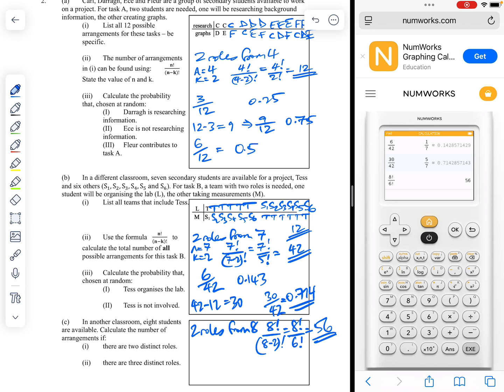What about 3 distinct roles? So we've got 3 roles from our 8. 8 factorial over 8 minus 3, so that's 8 factorial over 5 factorial, equals 8, toolbox, factorial, move across, divided by 5, toolbox, select factorial, 336. So if you've got 8 students to take 3 distinct roles, there are far more ways. We have 336 arrangements.